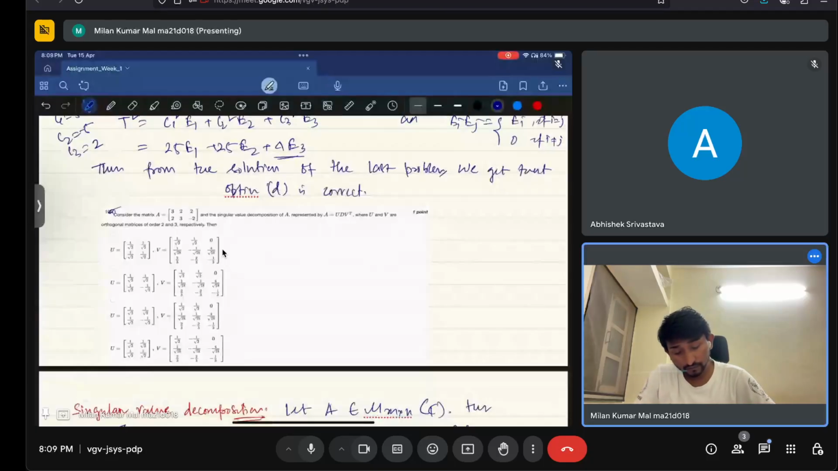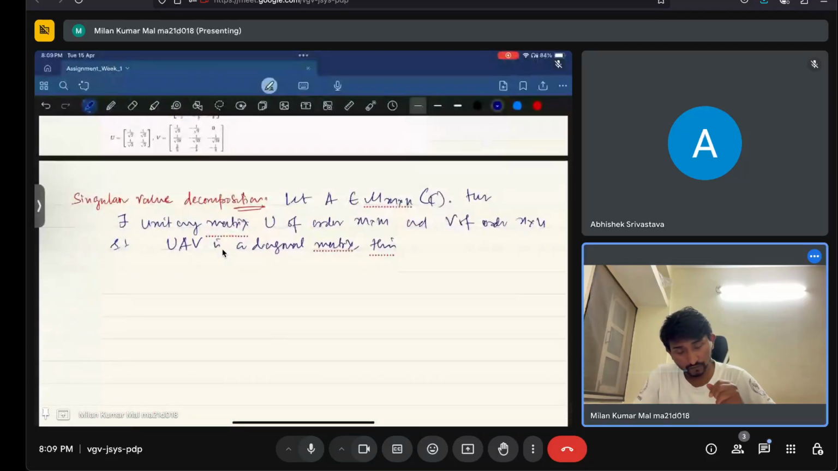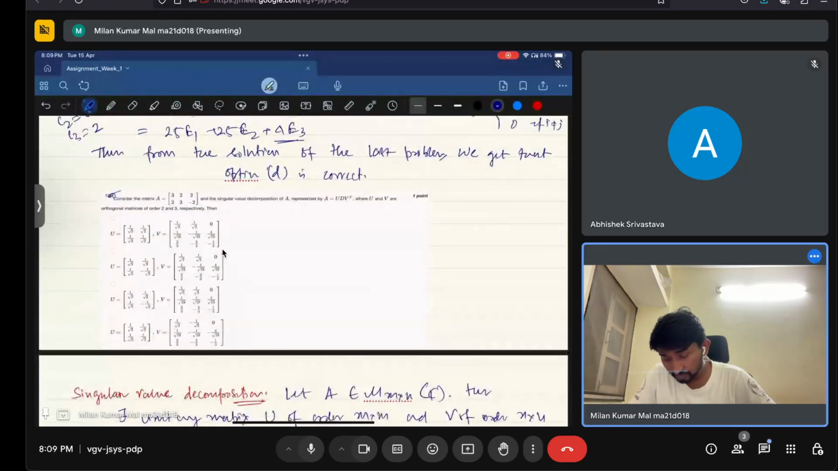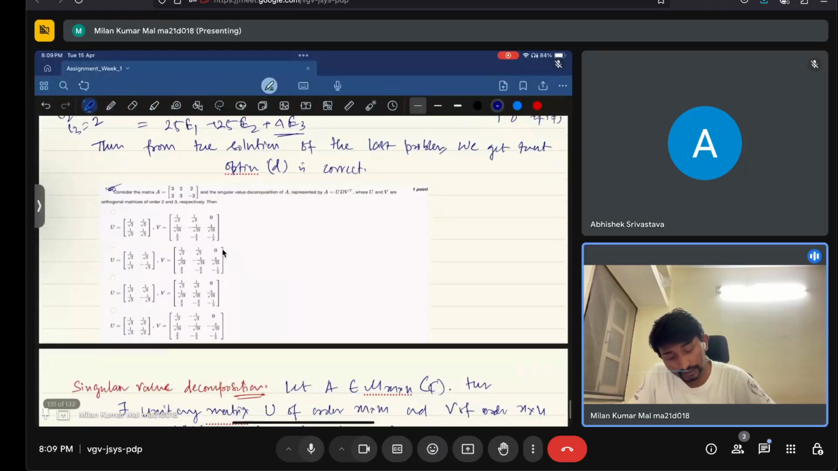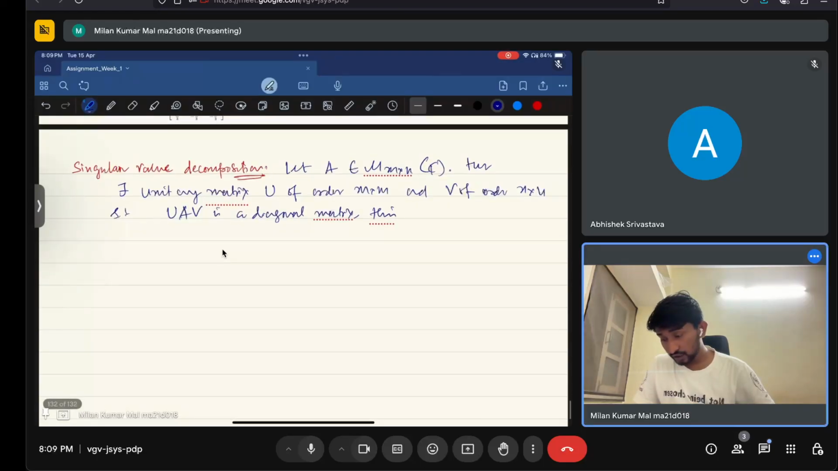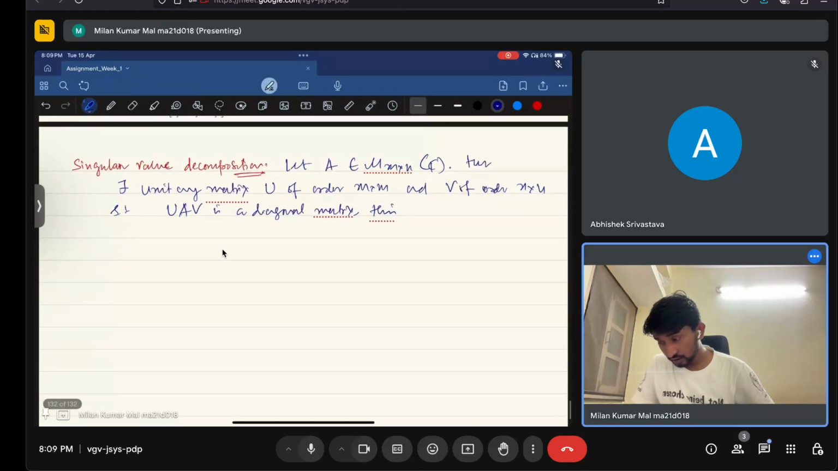Okay, so U and V you have to find. Let's find U and V, and then we'll find U star A V, that will be done. So first of all, what was the general procedure for finding the decomposition?